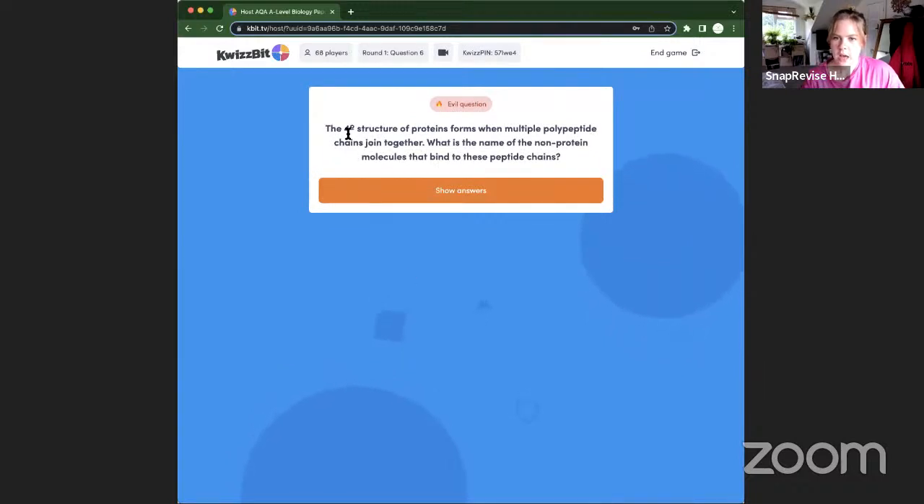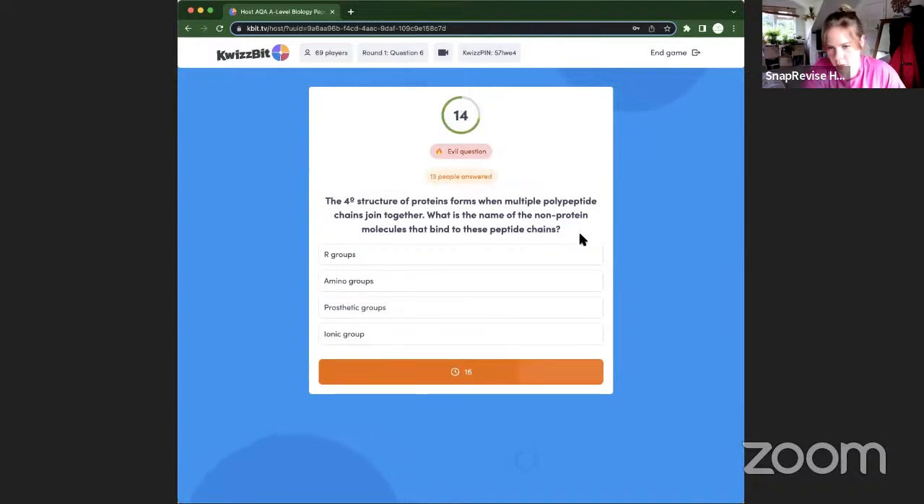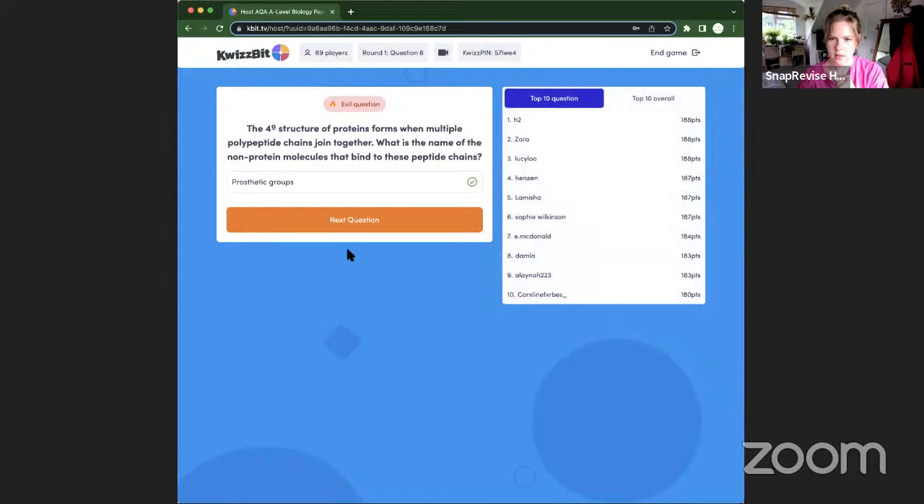This symbol here just means quaternary. So the quaternary structure of proteins forms when multiple polypeptide chains join together. What's the name of the non-protein molecules that bind to these peptide chains? I think the good thing about doing easier questions in quizzes like this is it shows you some of the stuff that you might accidentally lose marks on in the exam. It's all the stuff that you need to have absolutely locked down. These are, of course, prosthetic groups.